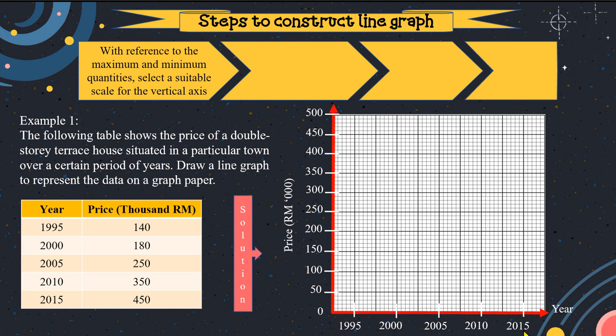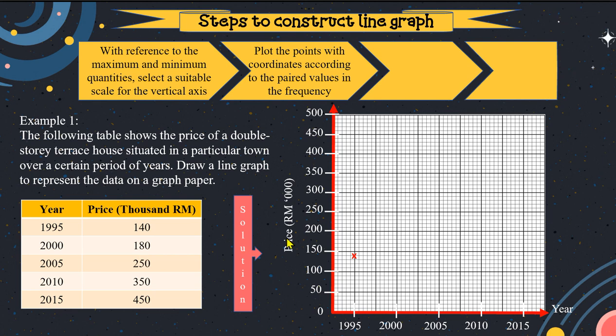So what you have to do, the second step, is plot the points with coordinates according to the paired values in the table. Now if you look at 1995, the price is 140k. So 1995 is 140. If you look at this one, this is 100, this is 150, so 140 is located here. So you mark this one. You plot the point here.